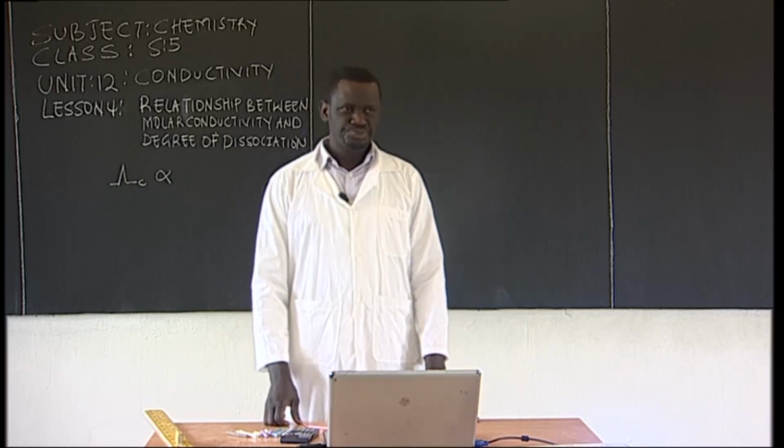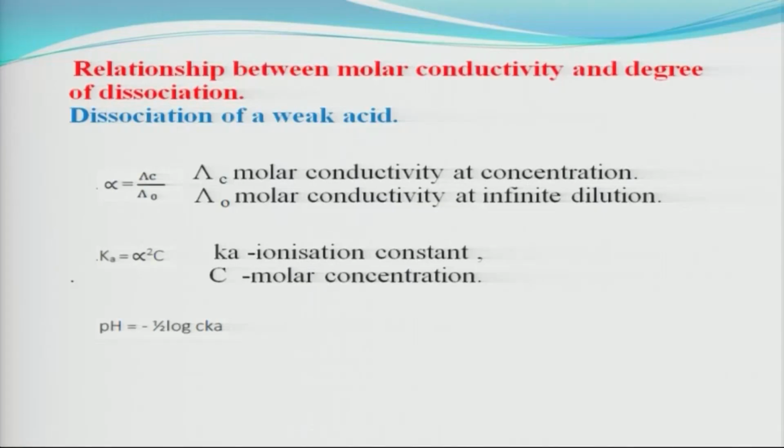Here we have dissociation of a weak acid, and from our Arrhenius equation, the degree of dissociation is equal to molar conductivity at a given concentration divided by molar conductivity at infinite dilution. Then Ka, which is our ionization constant, is equal to the degree of dissociation squared times molar concentration. This is a little bit of senior 6 work, but we shall use it when you reach senior 6.